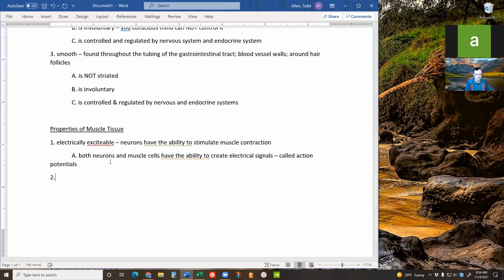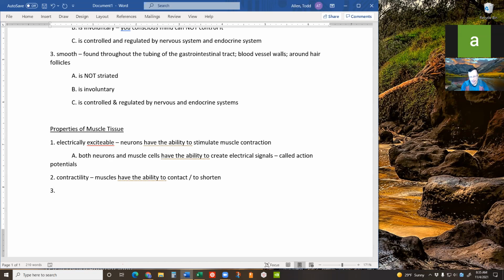Okay. Number 2, muscle tissue properties, contractility. Muscles have the ability to forcefully contract. I mean, that's their job. That's what muscles do, right, folks? That's their purpose in life. So muscles have the ability to contract, which means to shorten.